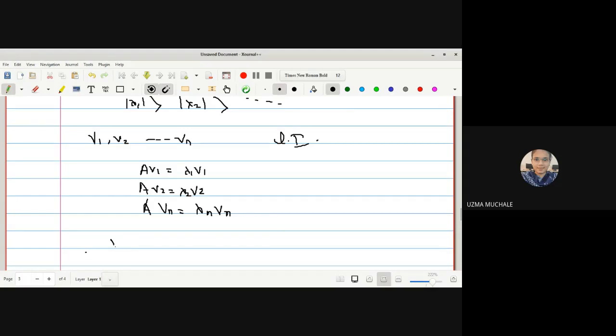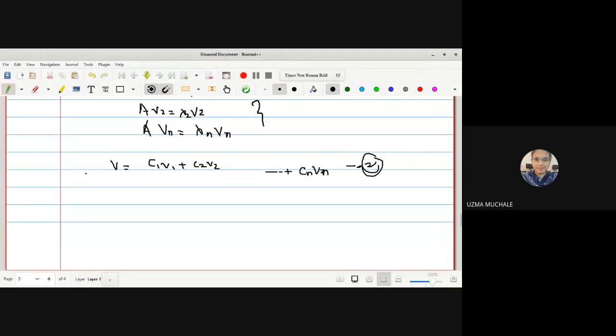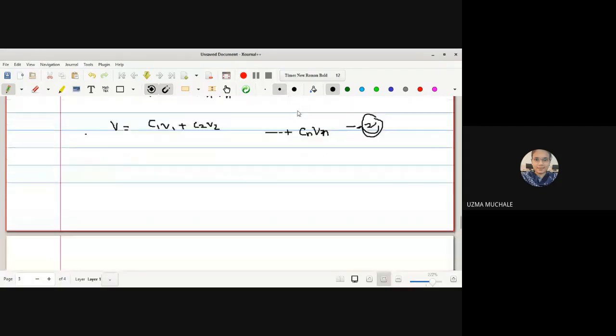So for any vector v, we can write it in the form of c1 v1 plus c2 v2 plus, and so on, up to cn vn, right? Since they are linearly independent, any eigenvector v in the eigenspace spanned by the eigenvectors v1, v2, v3 up to vn can be written in the form v is equal to c1 v1 plus c2 v2 and so on. So this is our equation number 2. Let me name the earlier equations as equation 1. Okay, this is what the power method is.